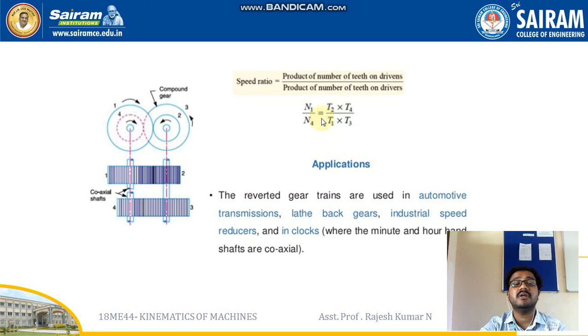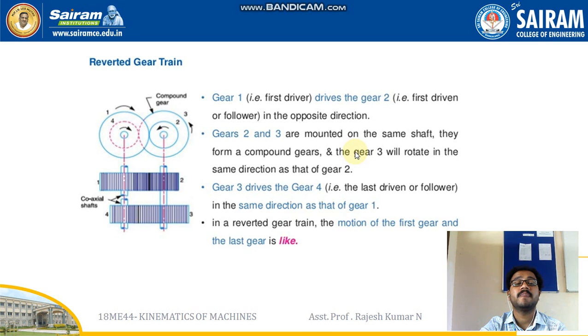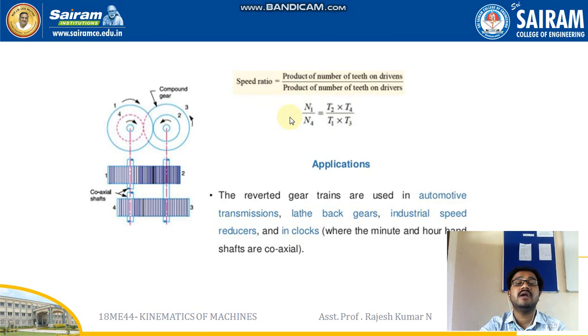So do not confuse reverted gear trains with compound gear trains, because most of the students make mistakes when writing the speed ratio equation and the train value equations. So have a look at this video. It is very simple. Both the first gear and last gear will rotate in the same direction, which we call a reverted gear train. And there is no change in the number of teeth, that is the right hand side: the even numbers in the numerator, the odd numbers in the denominator. Thank you.